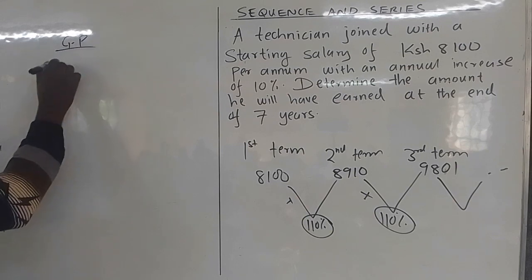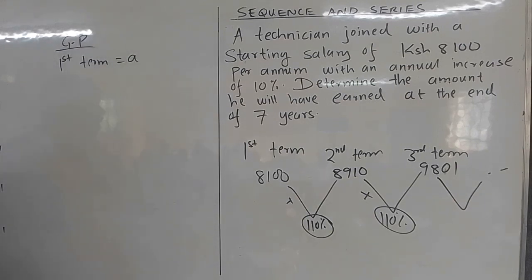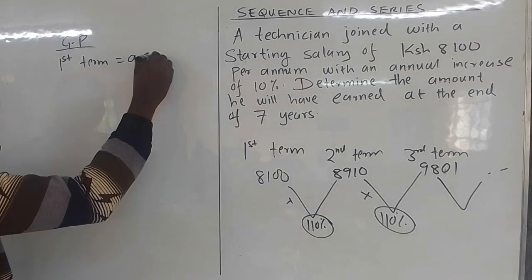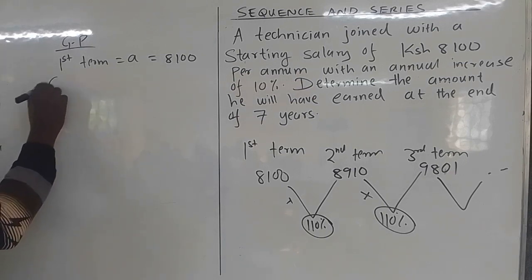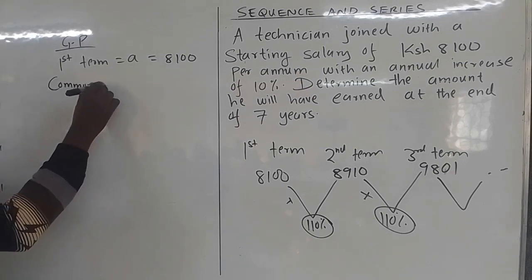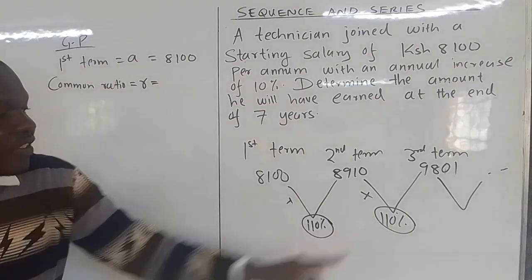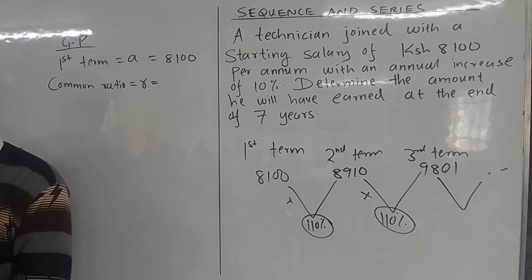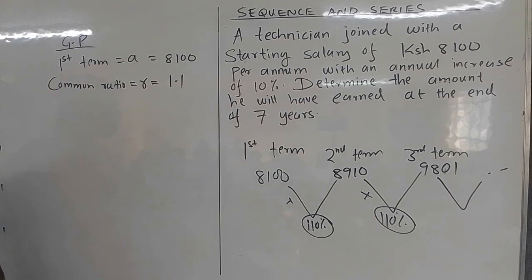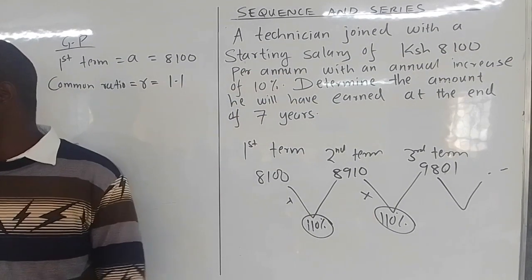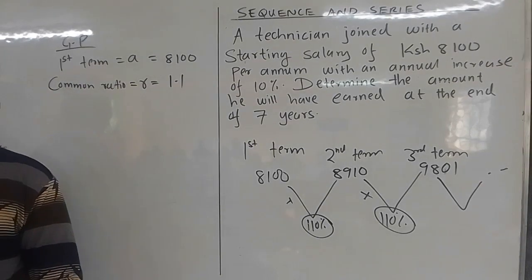Are we together? So if you look at this, you can now deduce from your diagram that it is a geometric progression with the first term A, which we have there as 8,100, isn't it? Then with the common ratio r, which is 110%. What is 110%? 110% is 110 over 100, which is 1.1. So we've determined the first term and the common ratio, isn't it?